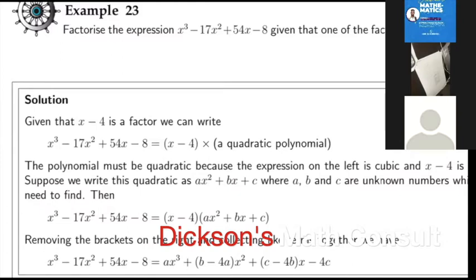No, sir. Okay. Try positive 4. So this is a series of checks that you have to go through in order to find the suitable factor. And this is polynomial.